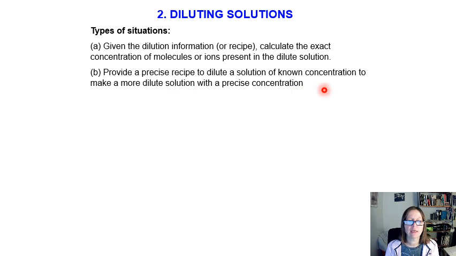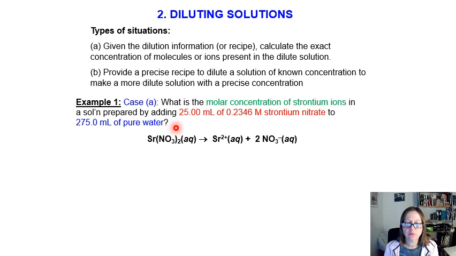Let us look at an example of case A. Here you're asked, what is the molar concentration of strontium ion in a solution prepared by adding 25 milliliters of 0.2346 molar strontium nitrate to 275 milliliters of pure water? Strontium nitrate is fully soluble in water and dissociates into Sr2+ and nitrate ions.